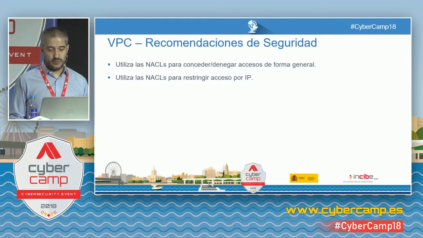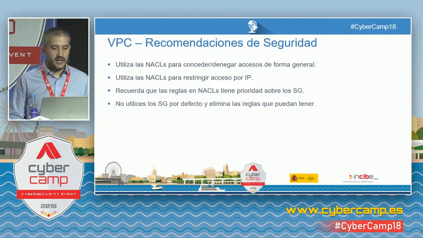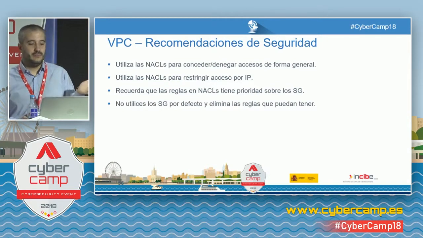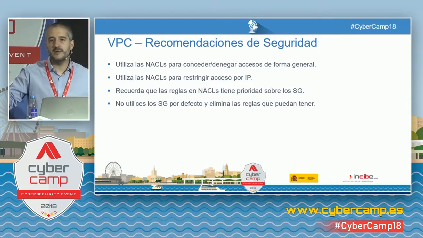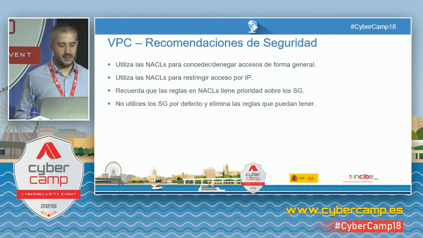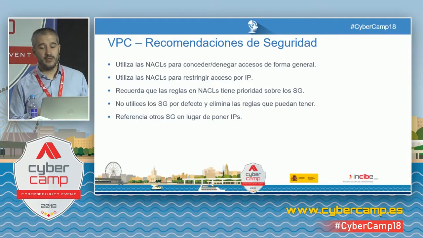Use the knuckle to restrict IP access and not the security groups. And remember, as I was saying, the knuckle rules have top priority over anything else. And don't use the security groups that you get by default. Delete the rules. Well, you cannot delete the groups, but you can delete the rules. Those that are by default grant access, and you might forget and allocate it, and you can cause quite a mess. Reference other security groups instead of IPs.